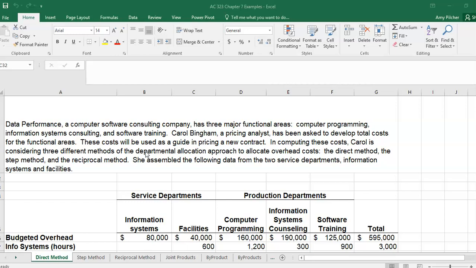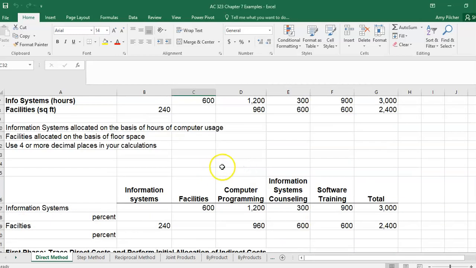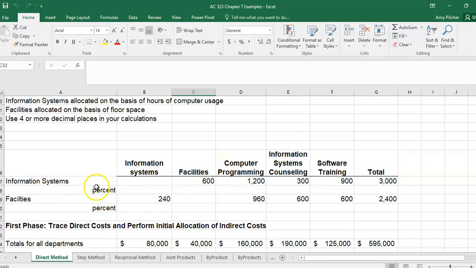Under the direct method, we look at the percentage of usage for departments. So the first step we have is to figure out what our percentage of usage is for each department. So we have information systems and facilities. So how much does each one of these departments use of information systems hours? And then facilities is based on floor space or square footage. So we have the amount of usage times the total hours available.